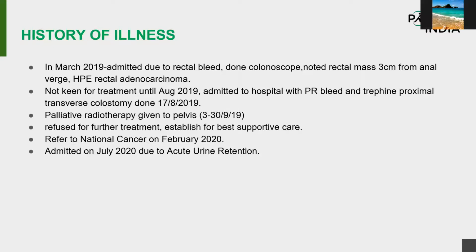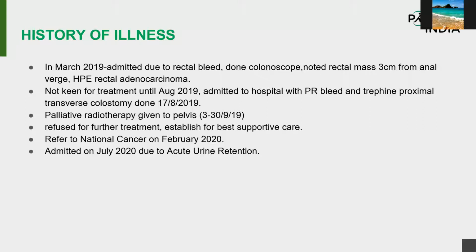So, history of the illness. In March 2019, last year, the patient was admitted due to rectal bleeding. A colonoscopy was done and noted a rectal mass 3 cm from the anal verge. The HPE result is rectal adenocarcinoma. But the patient was not keen on treatment until August 2019, when she was admitted again because of PR bleeding. This time a trephine proximal transverse colostomy was done on 17 August 2019.